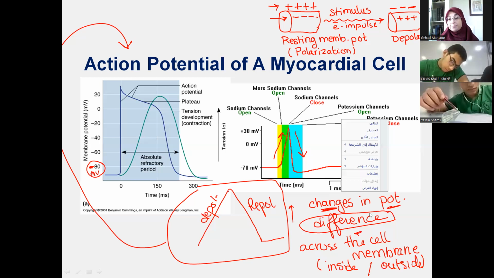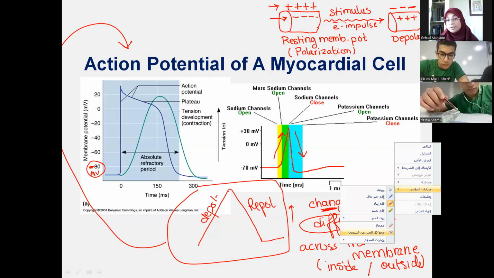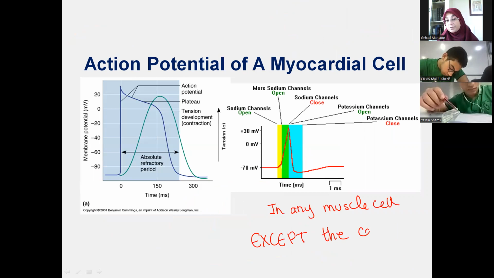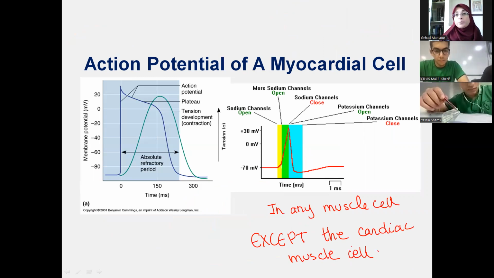And in this diagram, to the right, it represents the action potential in, this is very important, any muscle cell except the cardiac muscle cell. What does this indicate? It indicates that the cardiac muscle cell has its own shape of the action potential that differs from the action potentials of all other muscles.